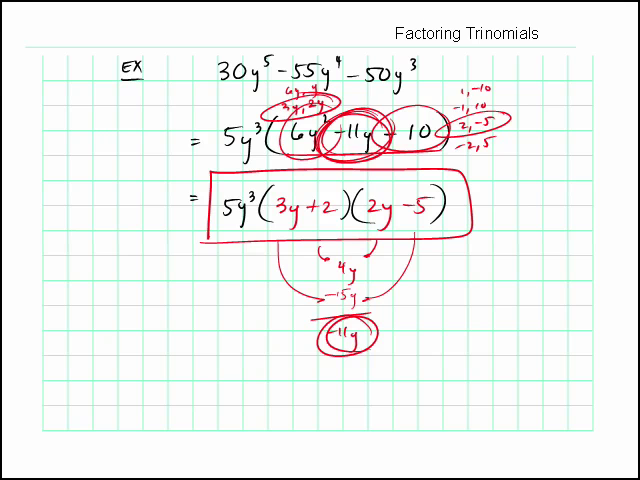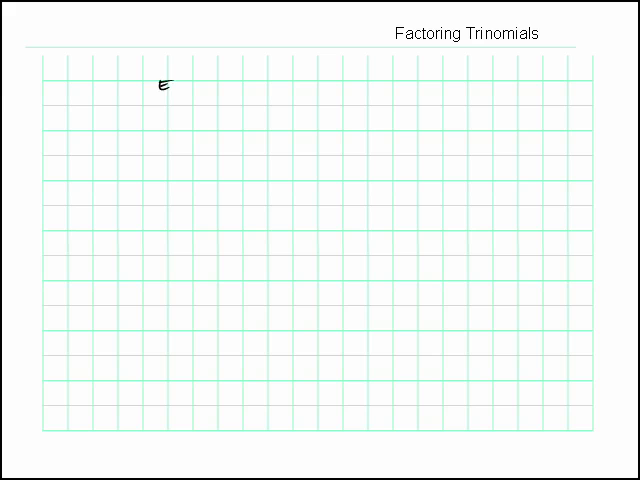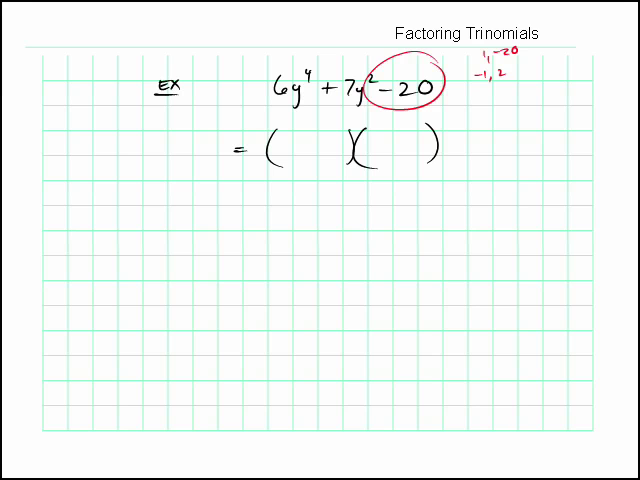One more example of factoring a trinomial. 6y to the fourth plus 7y squared minus 20. There is no GCF that I could factor out of everything. So what I'm going to do is just try the same technique I've been using. Negative 20. Let's list it all out. 1 times negative 20, negative 1 positive 20, 2 and negative 10, negative 2 positive 10, 4 negative 5, negative 4 positive 5. Lots of choices there, lots of options.